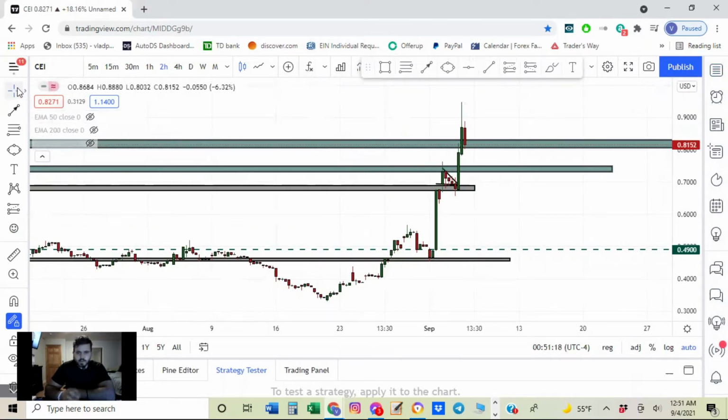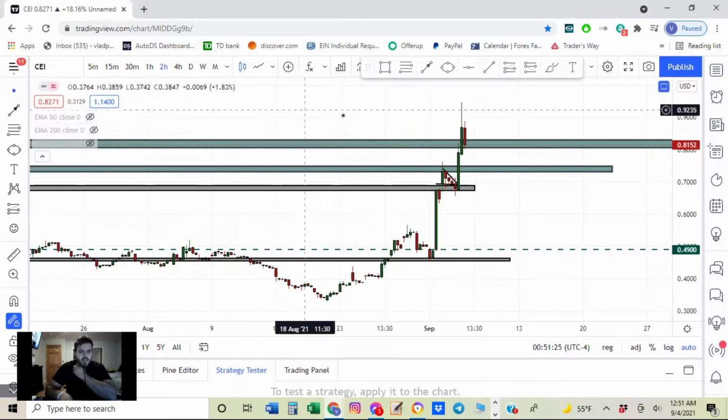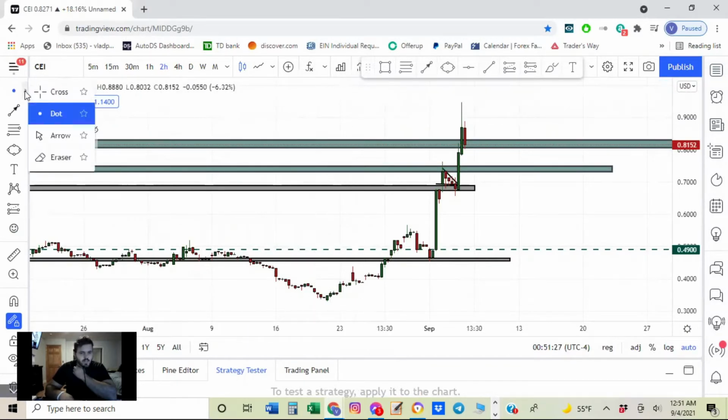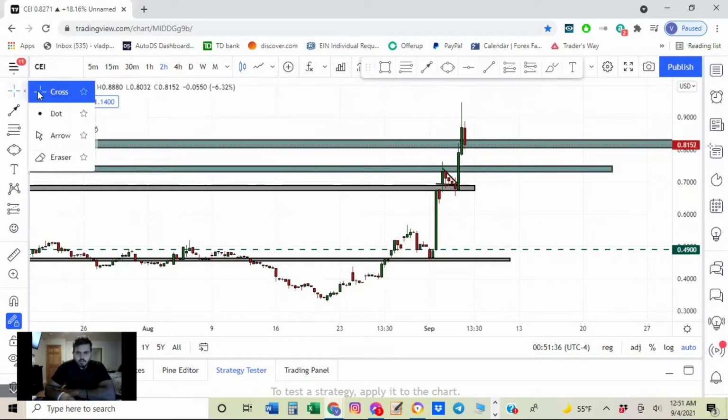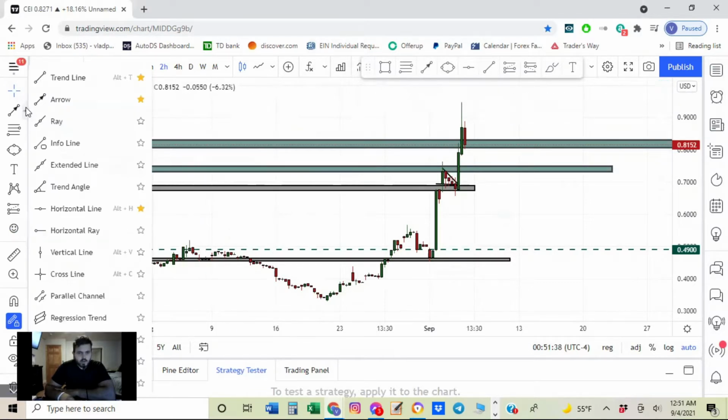All right, so right up here, top left corner, what we have is basically cursors. Right now you see mine is at a cross. You can move it to a dot, whatever you're more comfortable with, whatever helps you better. As you see here, actually I don't have it quite yet. I'll show on this one.